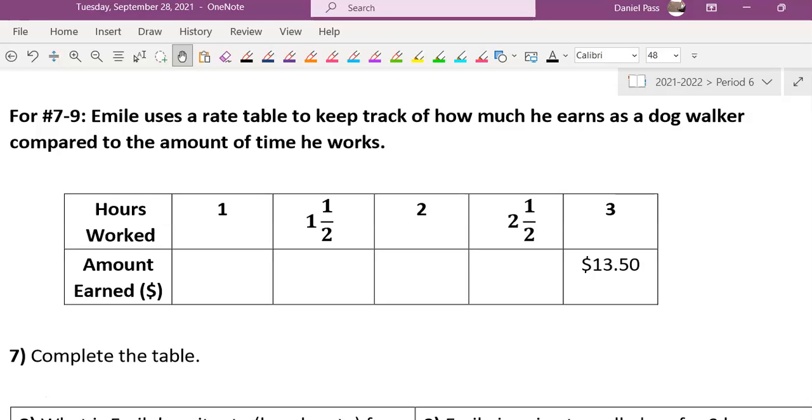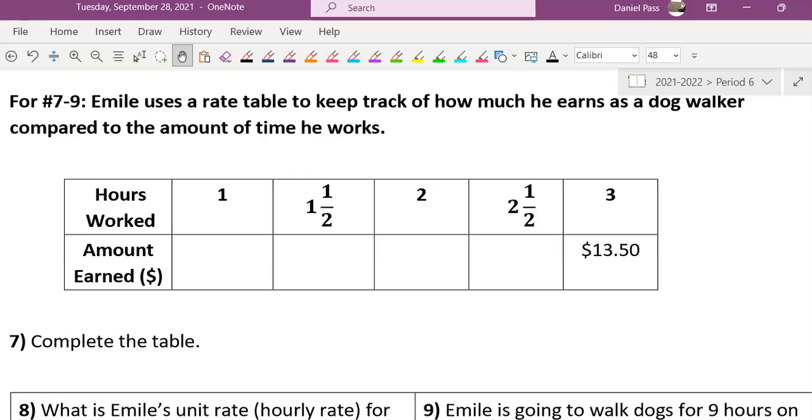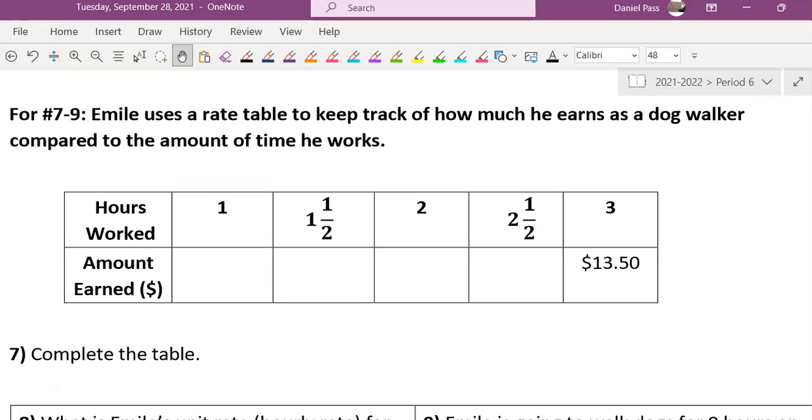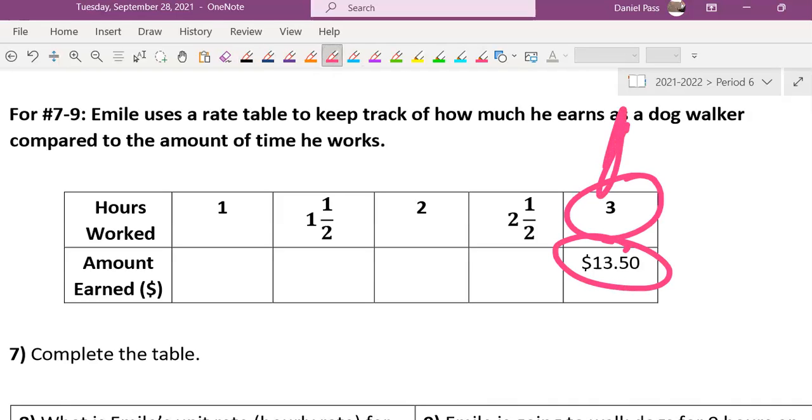All right, Akame. So this one's a little bit tricky, I think. So Emil uses a rate table to keep track of how much he earns as a dog walker compared to the amount of time he works. All right. How do we complete the table? First, I would divide 13.50 by 3. Very good. We want to divide by how many there are. And that gives us our unit rate.